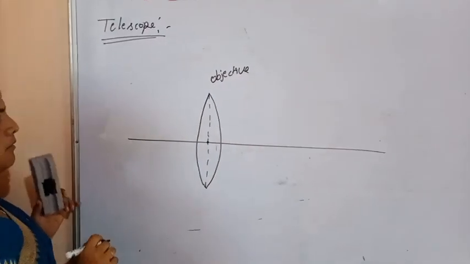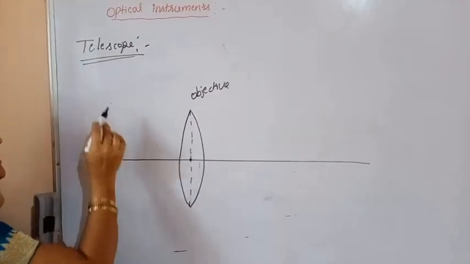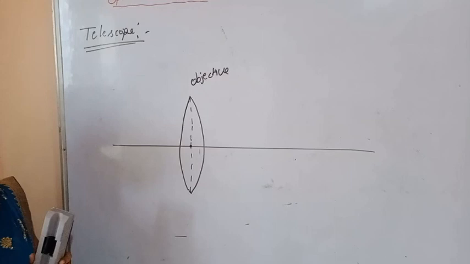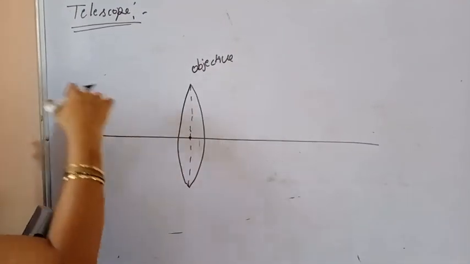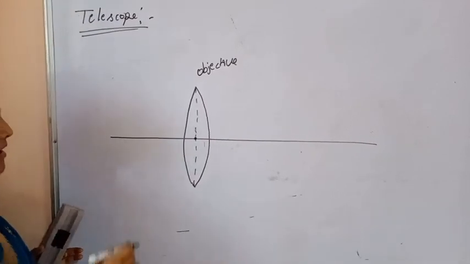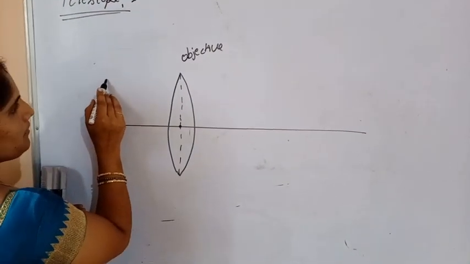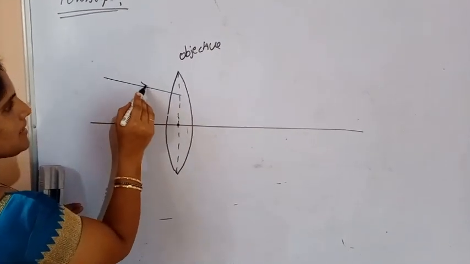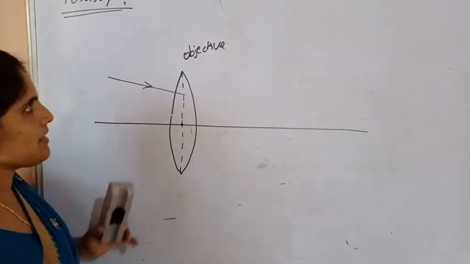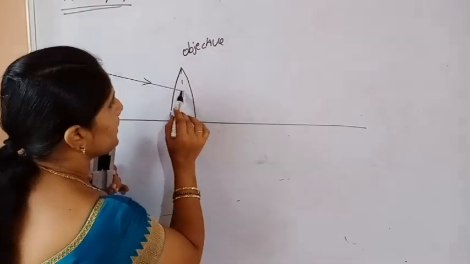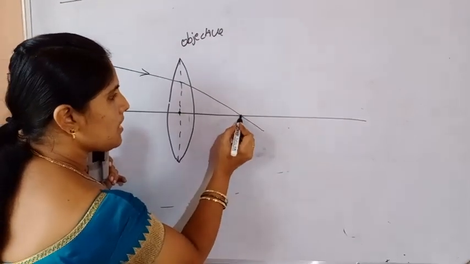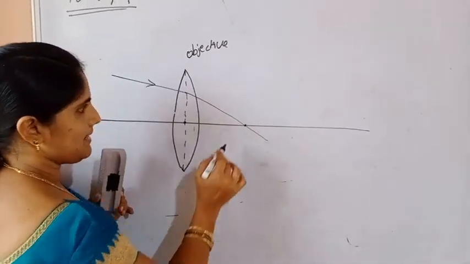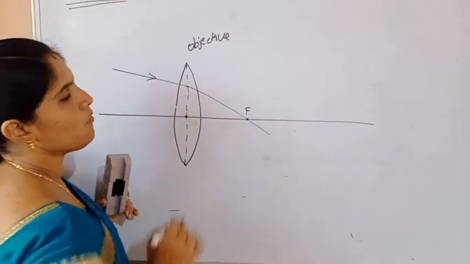Okay, now the parallel rays coming from the distant object. Here the object is not kept here because we focus on the distant object. So the parallel rays coming from this distant object are incident on this convex lens, that is objective. It gets refracted, and after refraction it focuses on the point of principal axis, that is called the principal focus.